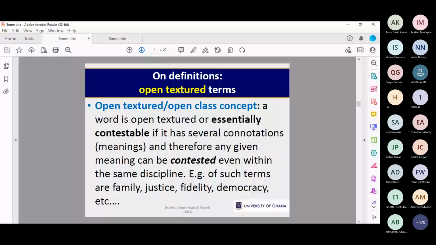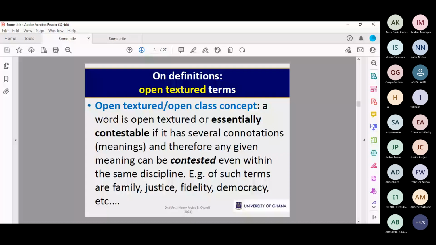Terms that belong to open class concepts, as I projected on your screen now. Look at it, please. Open texture terms are open class because they are essence. You can't have one definition that stands for the essence of it without contestation. It can be argued.